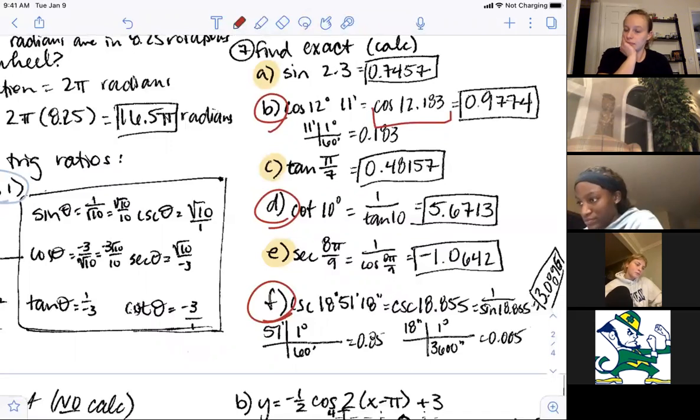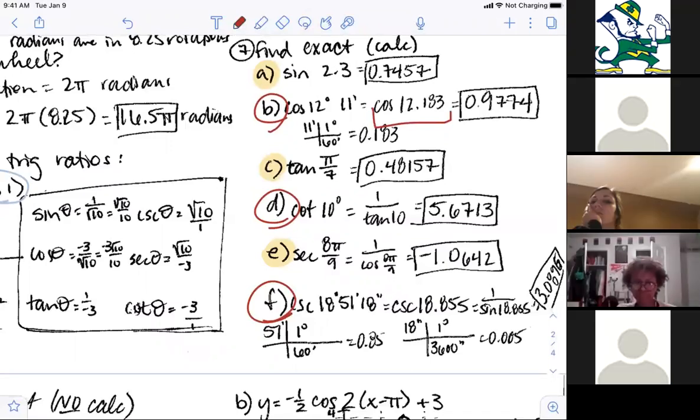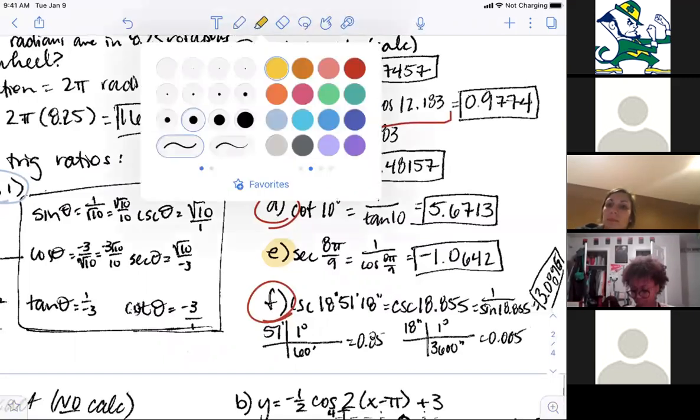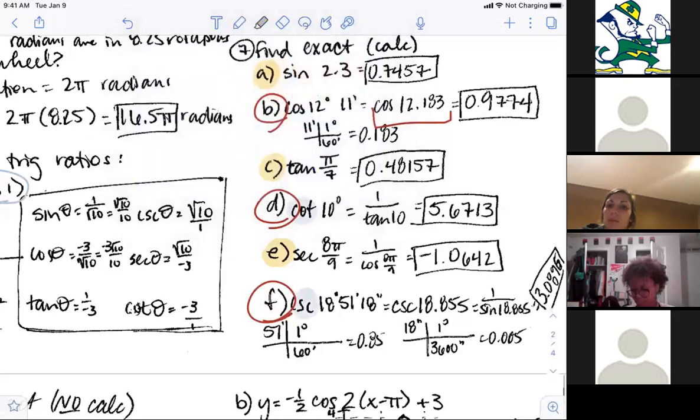I'm still confused how on D you go from cotangent to tangent. Good question. So on that one, Liz, there's no cotangent button on the calculator. So the button that we do press that goes with it is tangent. When I give you something like cotangent, cosecant, secant, there are no buttons like that on the calculator. So for those three, we have to do 1 over their reciprocal function. So cotangent becomes 1 over tangent.